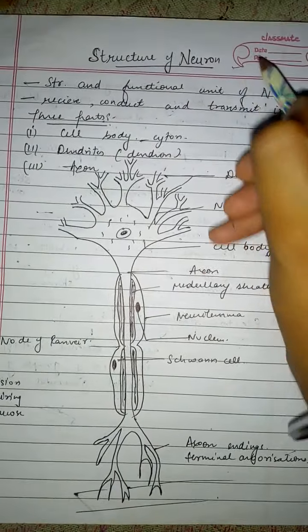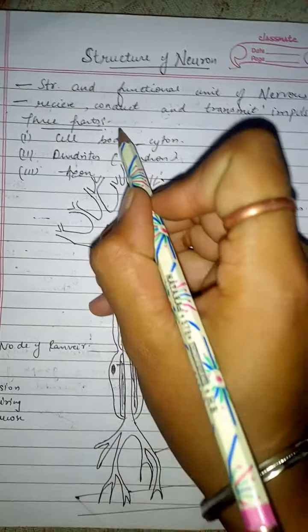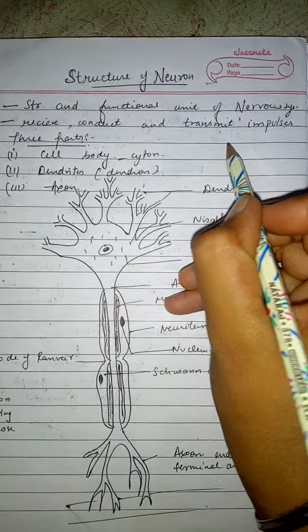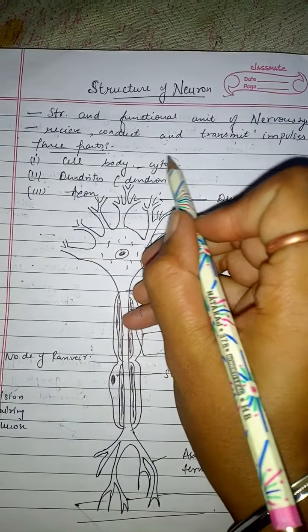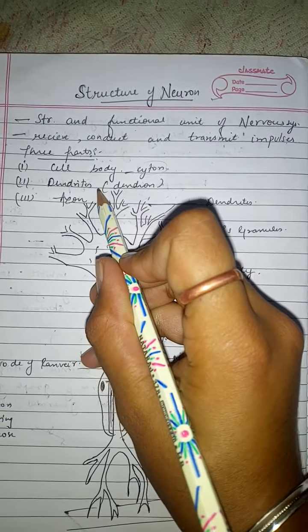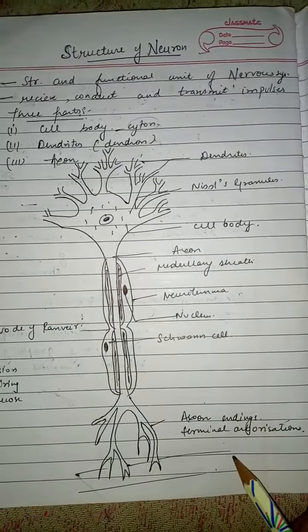Here we have the neuron. The neuron is a structural and functional unit of the nervous system. It receives, conducts and transmits impulses. There are three parts of a neuron: the cell body, called the cyton, the dendrites, also called dendrons, and the axon. This is the structure of a neuron.